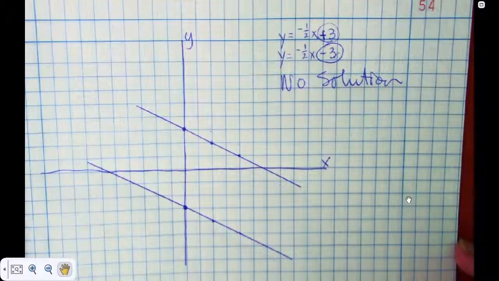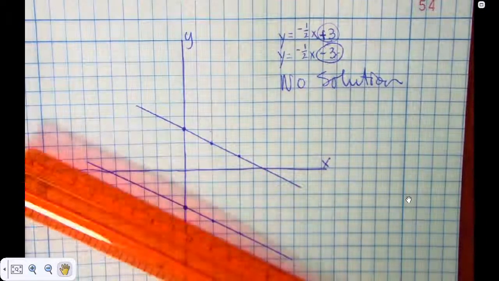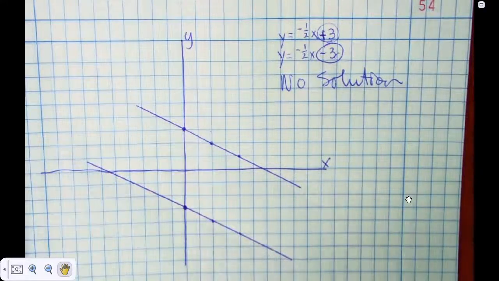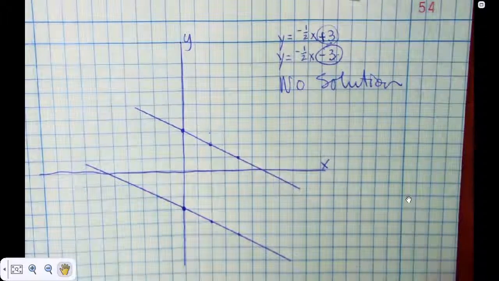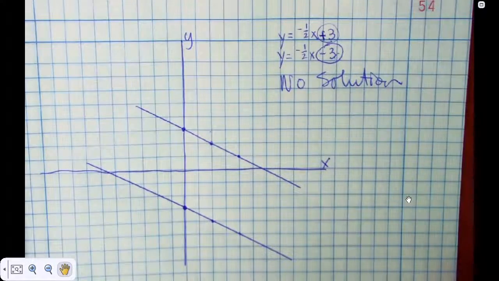No solution, because they're parallel. They have to have the same steepness, because they are parallel and have the same slope. They will never intersect. There is not a point that works in both of them.